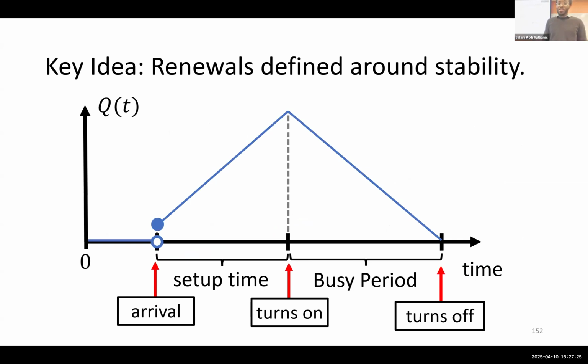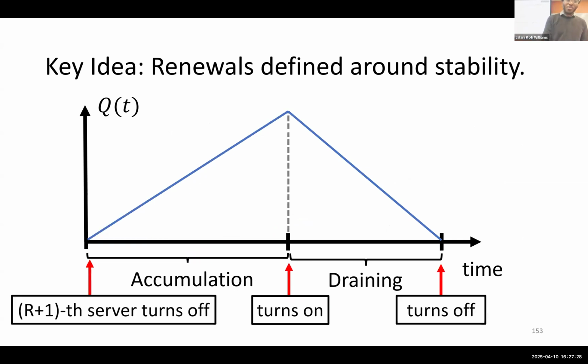So that's one technical challenge, and this actually has another benefit. It allows us to nicely decompose a renewal cycle into two different parts. When the R+1 server turns off, we've entered an instability phase, and in general, our queue will start to accumulate. Then at some point, this R+1 server will turn back on and we'll enter a draining period, because we're never going to turn off a server while we still have jobs waiting in the queue. And so we enter a draining period of our queue until eventually that R+1 server turns off again and we start over again.